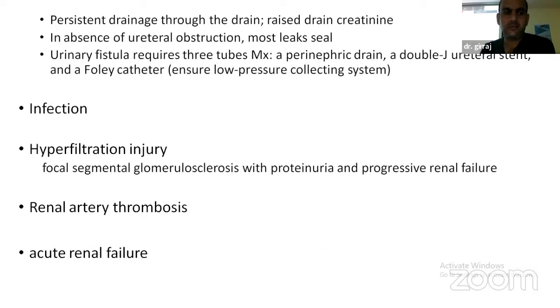Other complications are infection and hyperfiltration injury. Focal segmental glomerulosclerosis with proteinuria and progressive renal failure can occur. Renal artery thrombosis and acute renal failure can occur.